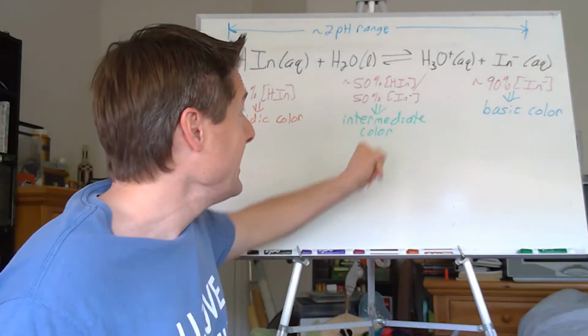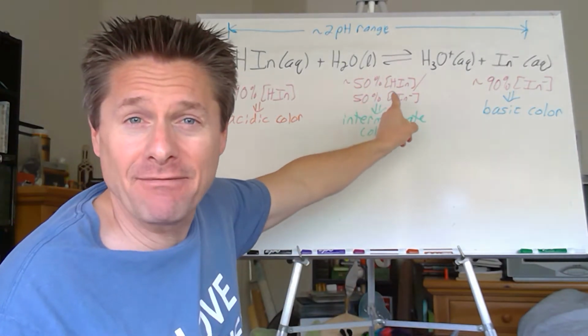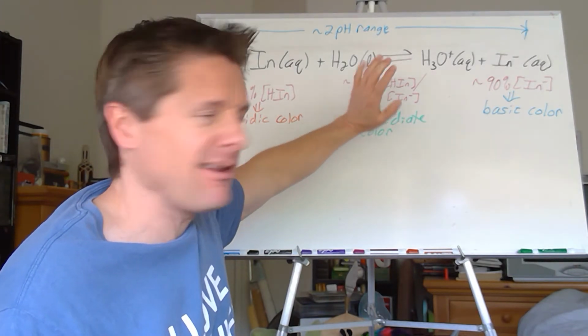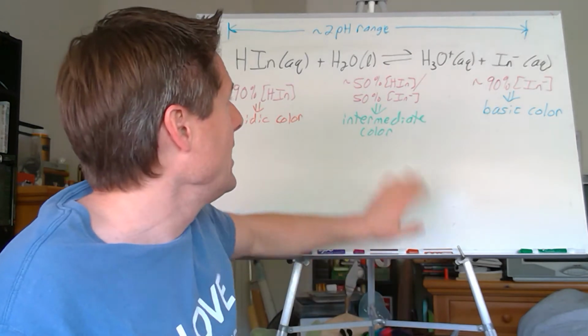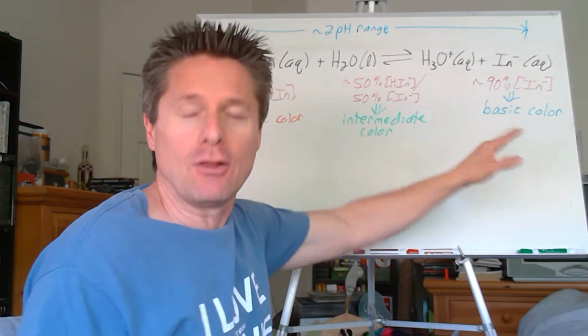Right? If we're about half and half, right? So about 50% roughly the acidified form, 50% the conjugate base form, we're going to get this intermediate color between the two.